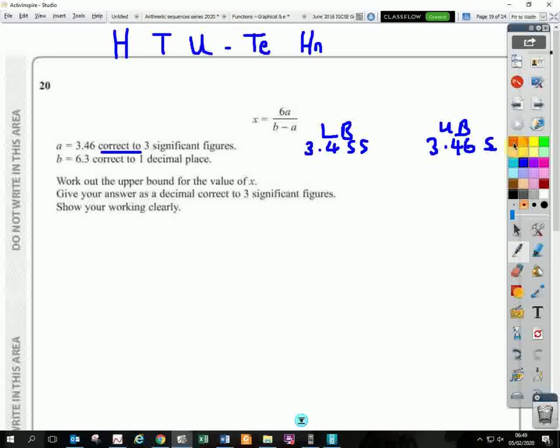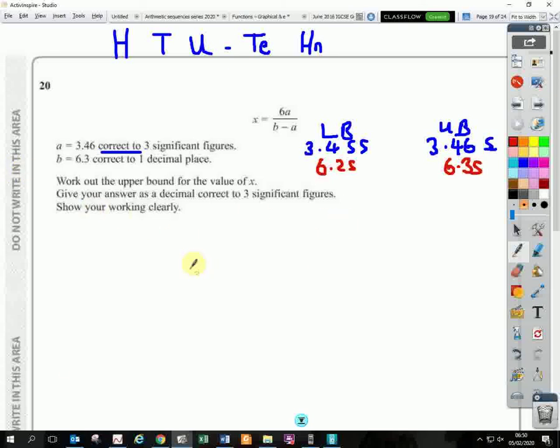Okay. For the next number, 6.3, the 0.3 is in the tenths column. Tenth is 0.1. Divide 0.1 by 2 to give 0.05. Then add and subtract it to 6.3 to end up with 6.25, 6.35.